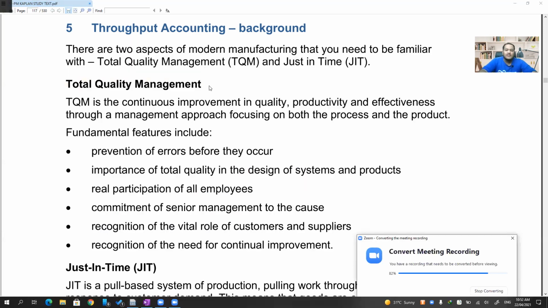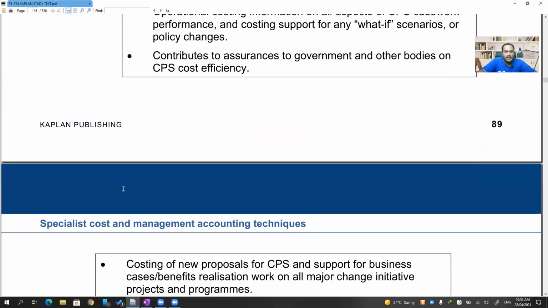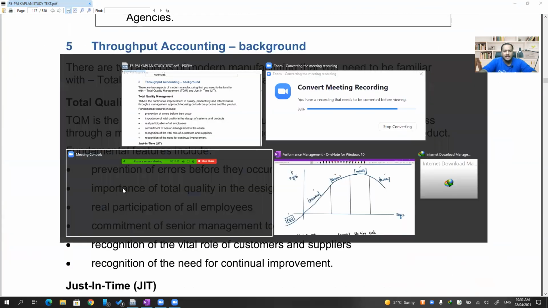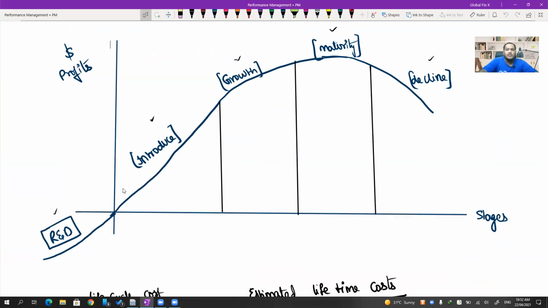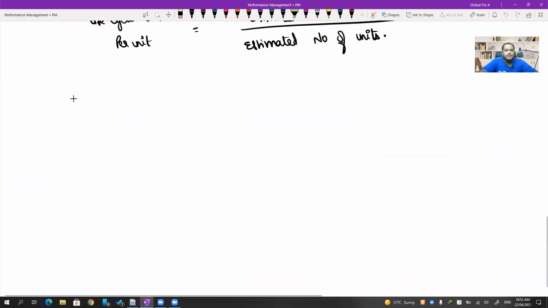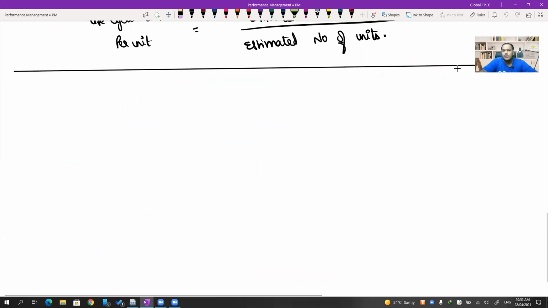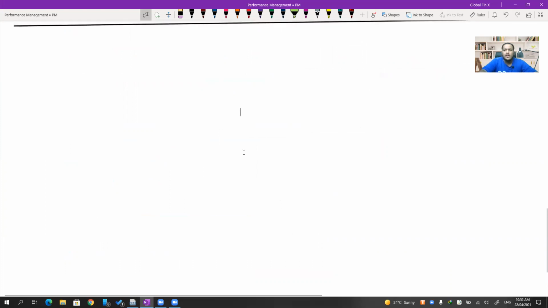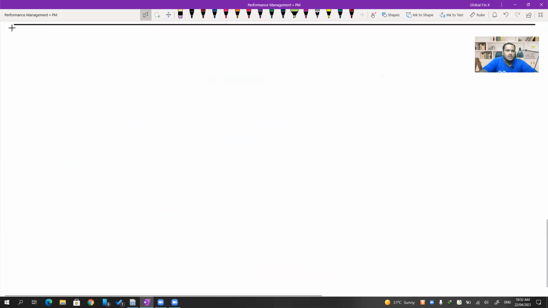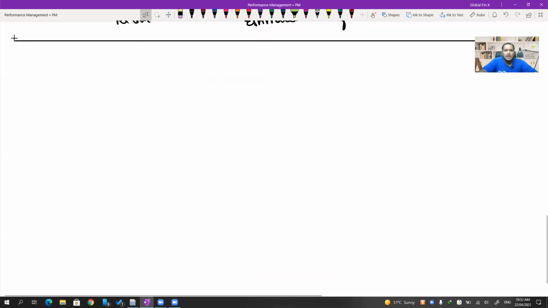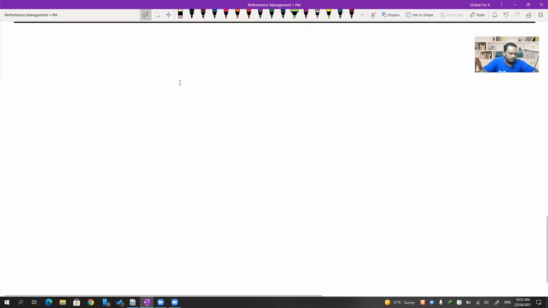Okay, so what exactly is this throughput accounting all about? The next part of accounting, that is throughput accounting. The next technique. What are the techniques of costing that we have done till now? Can somebody tell me very quickly? Marginal costing, absorption costing, ABC costing, then life cycle costing. 4 costing techniques we have completed till now. Okay, then we'll move on to the 5th one, that is throughput accounting.